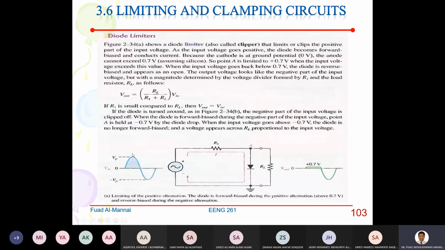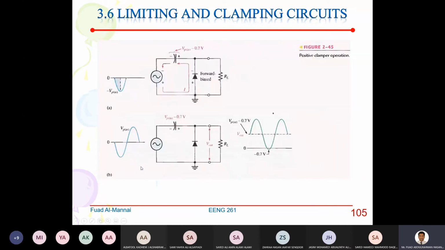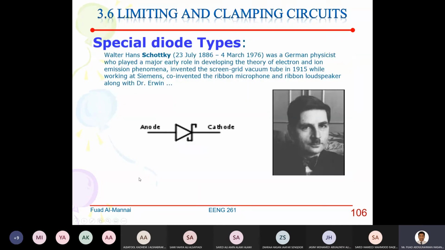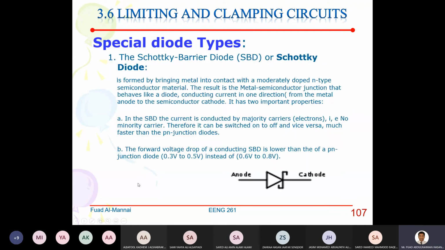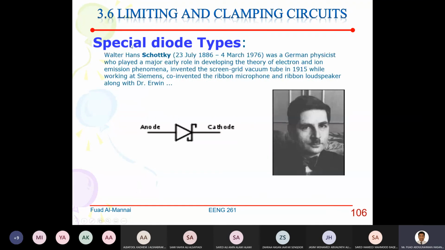Diode limiters, we are not going to take. But we're going to take special diodes. The first one we call the Schottky diode. And the symbol for the Schottky diode is this. And this is the cathode, and this is the anode.